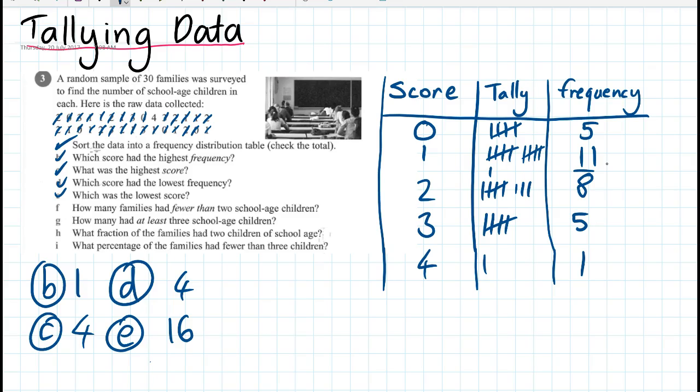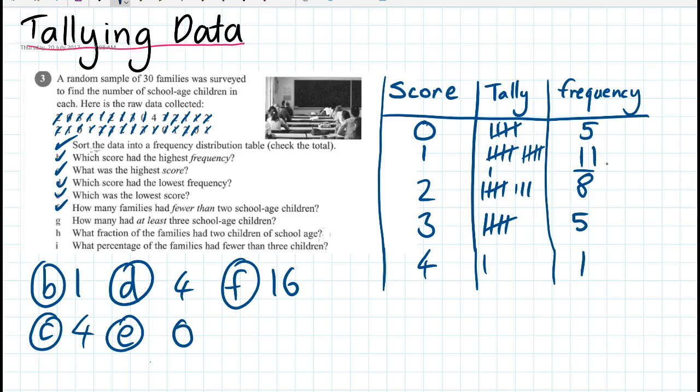How many families had fewer than 2 school... Oh, sorry if I've done that. Oh, sorry. Which was the lowest score? That's the one I missed out for E. So which one was the lowest score? It was 0. F was how many families have fewer than 2 school-aged children. That's 16. Sorry about that.